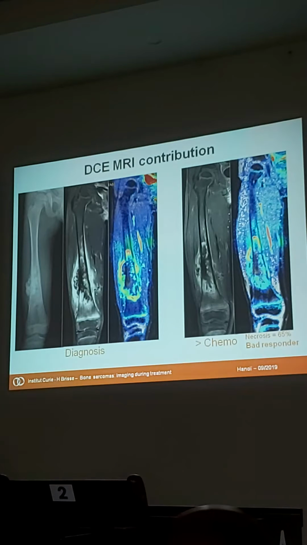Okay. Something you want to explain better? Because it's a new technique for me, so I asked him to explain how to read these images.